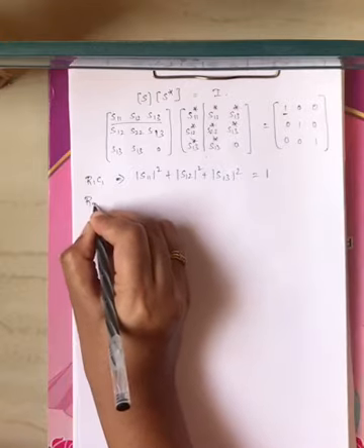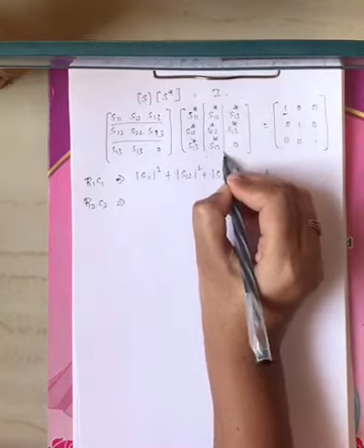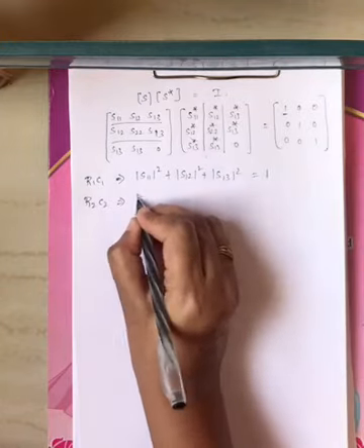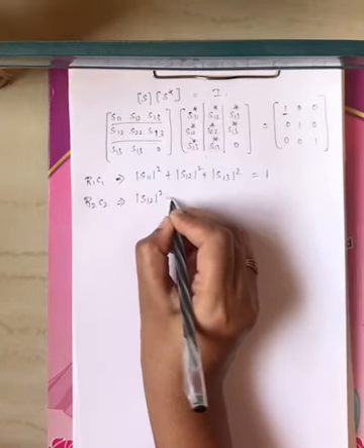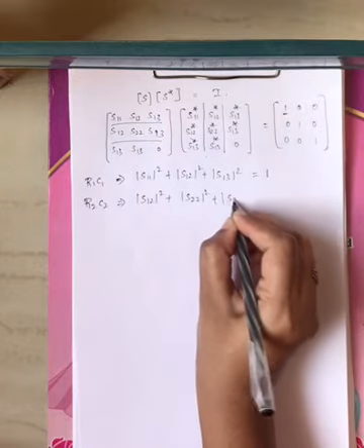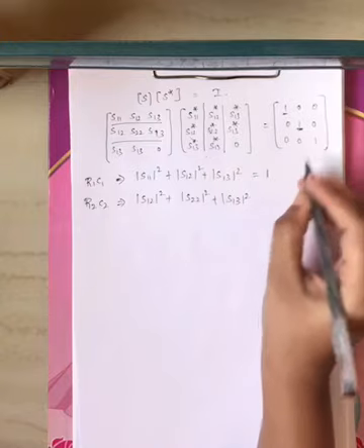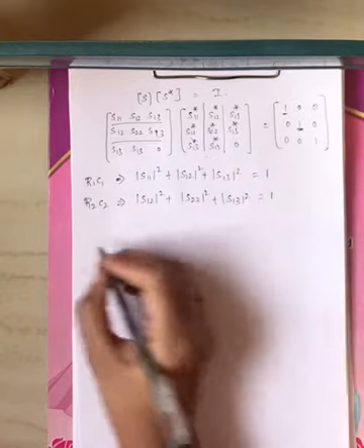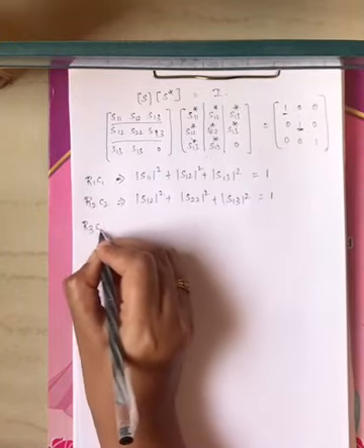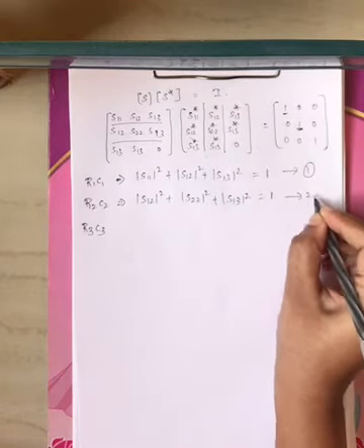Similarly multiply row 2 with column 2. Now what will you get? Mod S12 square plus mod S22 square plus mod S13 square. What is the R2 C2 value? 1. So this is equal to 1. Represent the first as equation number 1 and this as equation number 2.